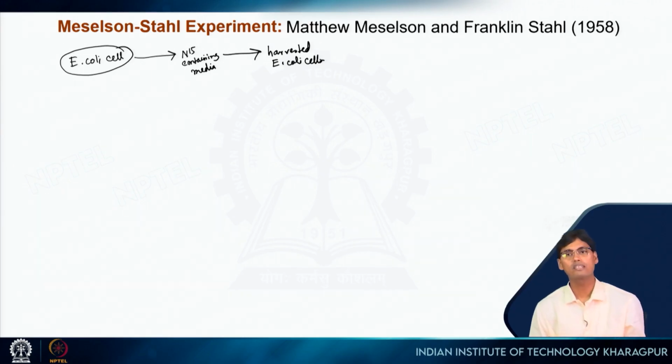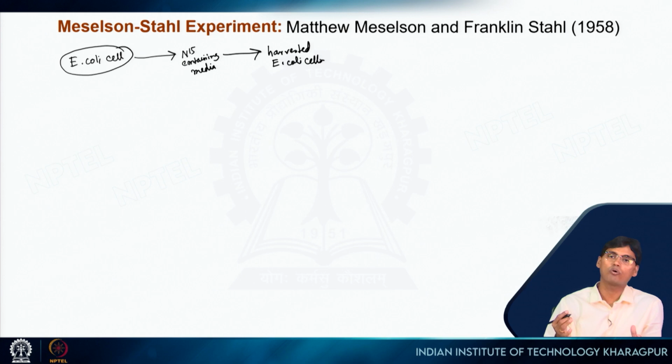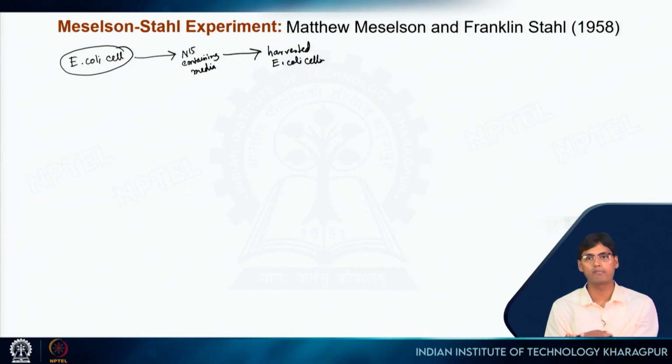So how will they harvest? They took the whole media where you have those E. coli cells, and they spin it through some kind of centrifugation method. As a result, E. coli cells are heavier, so they will settle down at the bottom, and now we have to remove the supernatant, so that we are removing any solution that contains N15 media. So now you have just cells without the media.